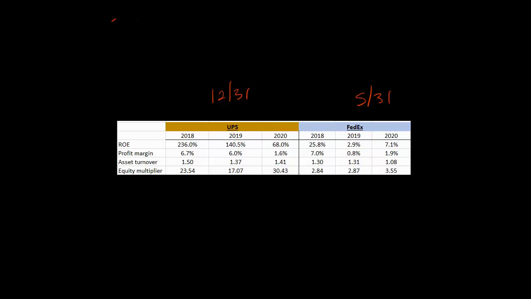So let's dig into it. If we just look at the ROE for each of these companies, we can see that UPS is clearly higher. It's clearly higher than the ROE for FedEx. Matter of fact, UPS, at least in 2018, had an astronomical ROE.